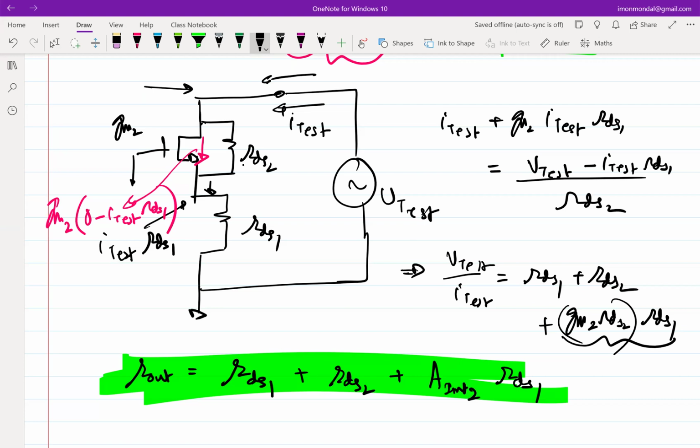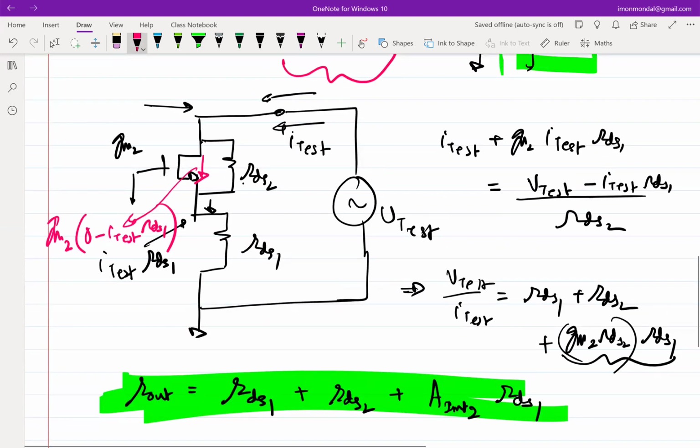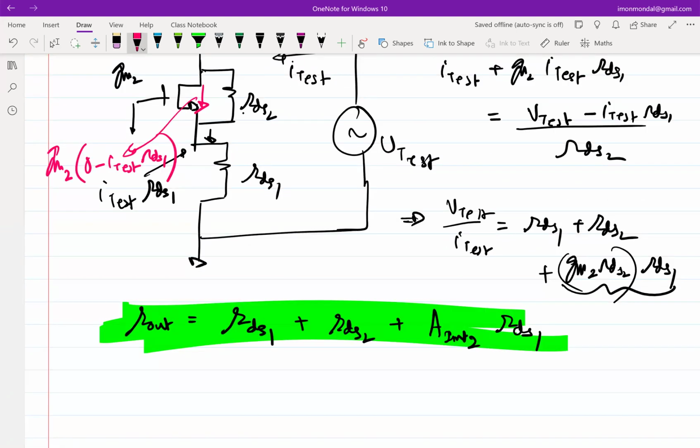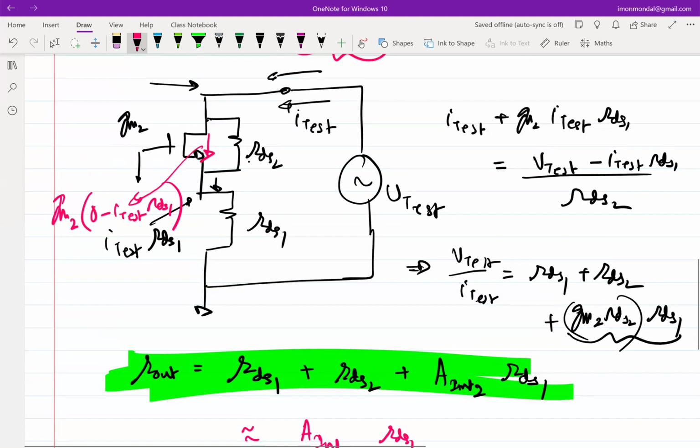If the intrinsic gain of the top transistor is more than 1. And it is expected that the intrinsic gain of the top transistor will be more than 1 if you bias it in saturation, right? It can be much more than 1. So if it is much more than 1, then R out almost becomes equal to, this is not true under all circumstances, but when the top transistor is in saturation, this almost becomes equal to the intrinsic gain of the top transistor times the load that is connected to the bottom transistor, or the bottom transistor RDS.